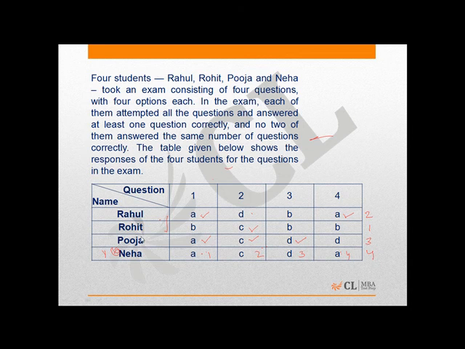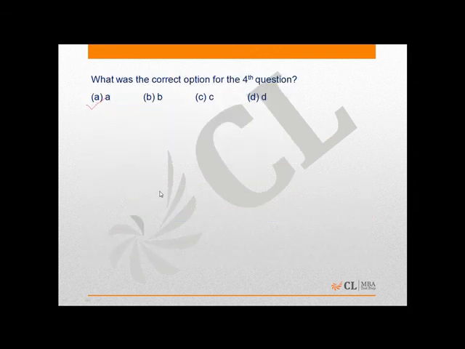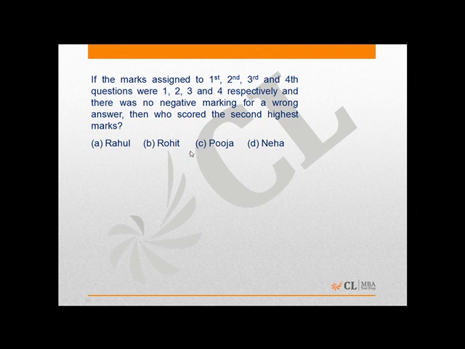Pooja got first, second, and third correctly. That means her total should be 6. For Rohit, he got only the second question correctly. His total should be 2. And Rahul got first and last correctly. So his total should be 1 plus 4, that is 5. We can see that the second highest score is of Pooja. So the answer should be option C.